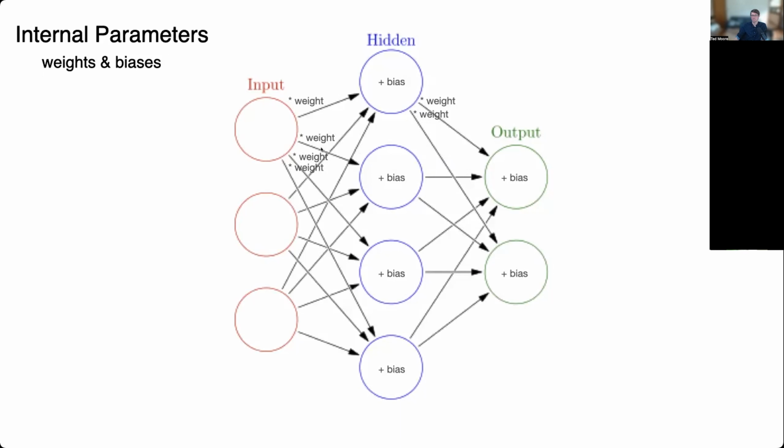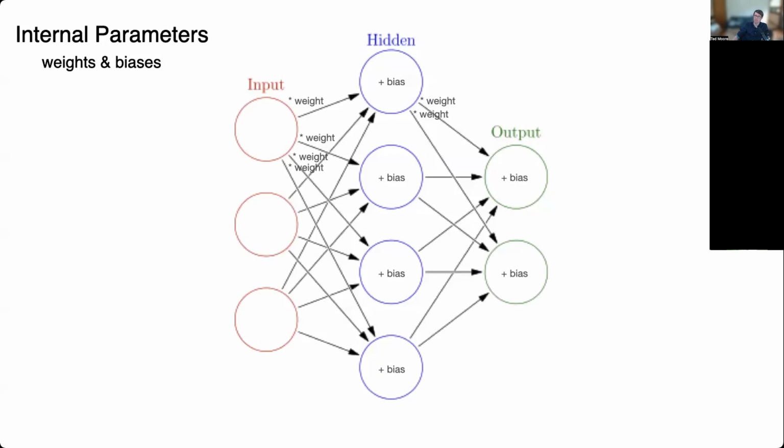0.1 times this weight, send that value along to this neuron. 0.1 times this weight, etc. We do that for each input, which has a different set of weights, and then we send them along to the neurons in the next layer.